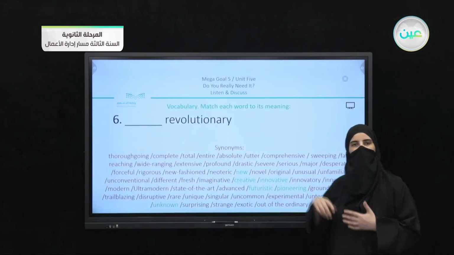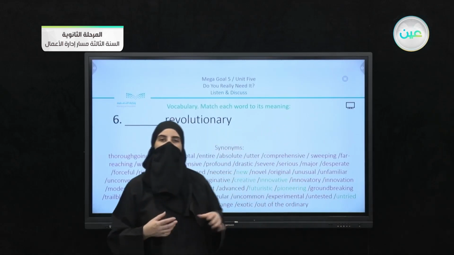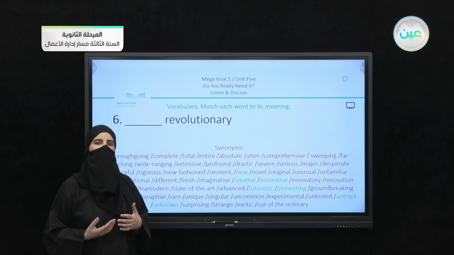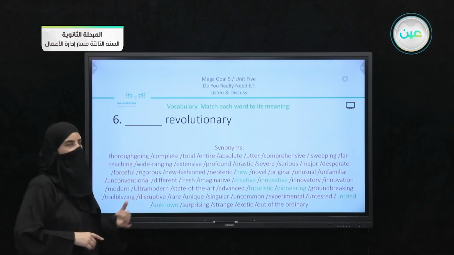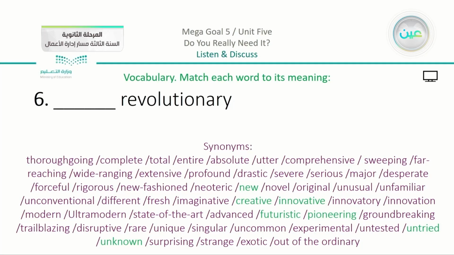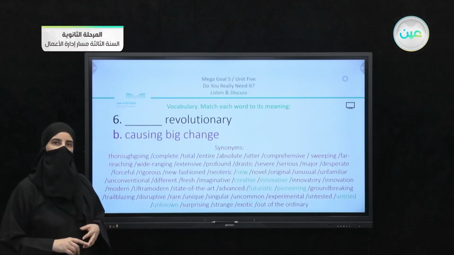Number 6, I also showed you this picture of the word revolutionary, and we have here all these meanings for revolutionary. Actually, we have here a capture of the complete meanings, but the ones that are related to our lesson are the words in the green part. Now, do you remember yesterday's lesson when we talked about the sneakers, and we said that they are revolutionary? So they can be close to saying that something is new, creative, innovative, futuristic, pioneering, untried, or unknown. So all of these meanings are related to the meaning we have in the book, which is B, causing big change.